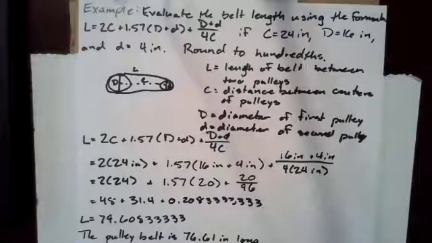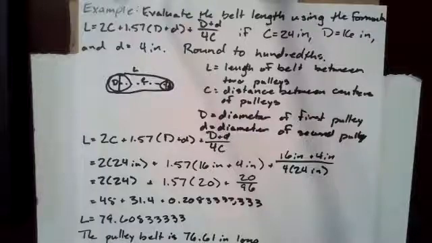This is our last example. This one's a little more complicated. Here we're going to evaluate the belt length using the formula L equals 2C plus 1.57 times (D plus d) plus (D minus d) squared over 4C, if C equals 24 inches, D equals 16 inches, and lowercase d equals 4 inches, and round to hundredths. L is the length of the belt between two pulleys.